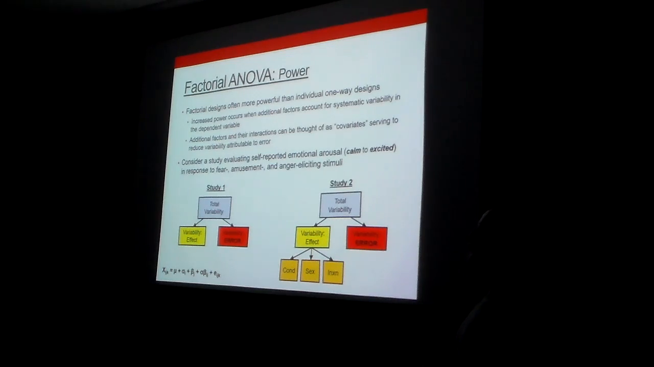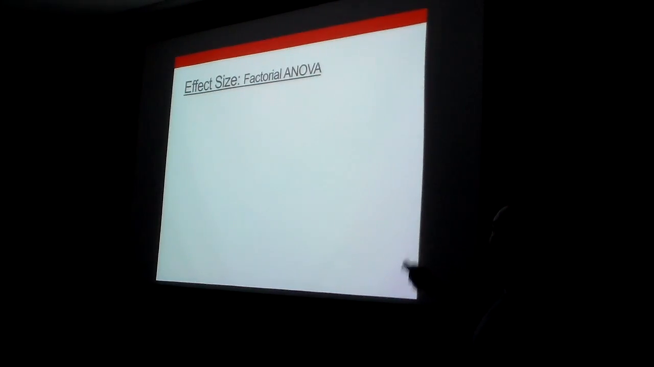So in general, we think about our factorial models as being more powerful because they're accounting for more of the systematic stuff that's helping account for differences that we're seeing across individuals on whatever outcome we're looking at. Does this make sense? All right.